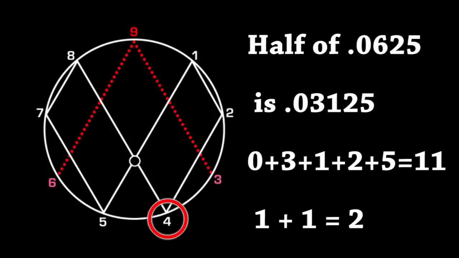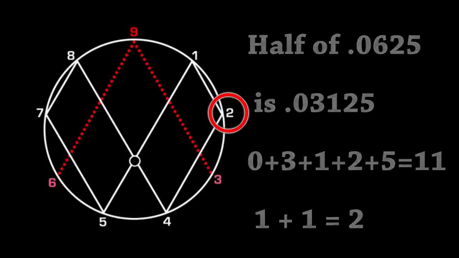Half of 0.0625 is 0.03125. And adding 0 plus 3 plus 1 plus 2 plus 5 gives us 11. Reducing 11 by adding 1 plus 1 leaves us with the number 2.